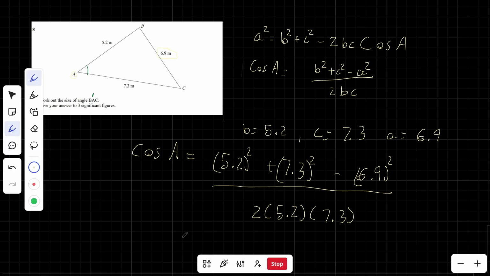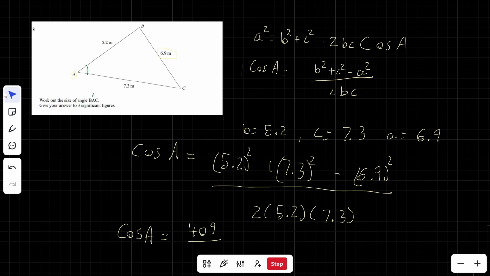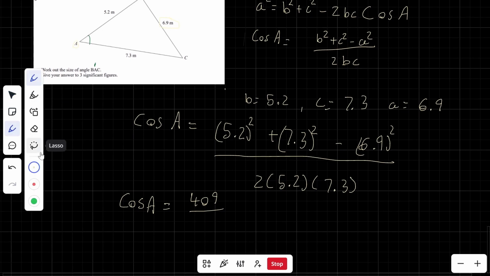When you do that, you should get cos A is equal to, I'm going to express it as a fraction, 409 over 949. Equivalently, this is 0.4309789, and so on and so forth.